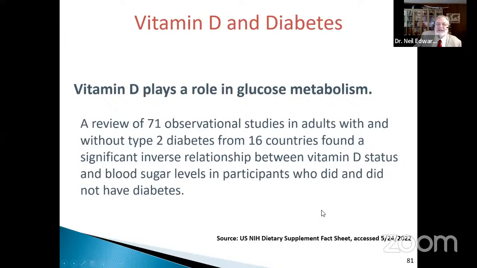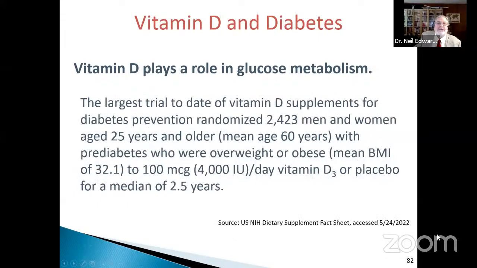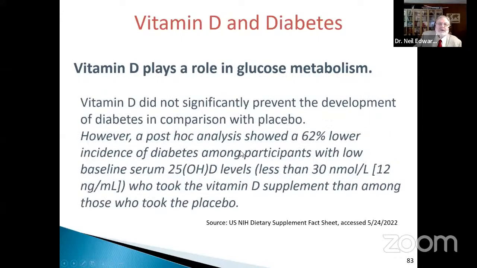Studies find an inverse relationship between vitamin D status and blood sugar levels in both diabetic patients and non-diabetic subjects. Patients who are overweight or obese and took 4,000 units, 100 micrograms of vitamin D for 2.5 years, showed that there was a 62% lower incidence among participants who had low baseline vitamin D levels who took the supplement than among those who took placebo. So it helped those who were low in vitamin D to avoid diabetes.